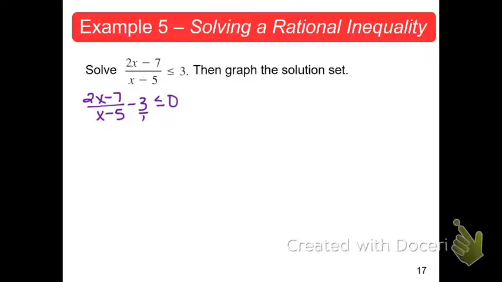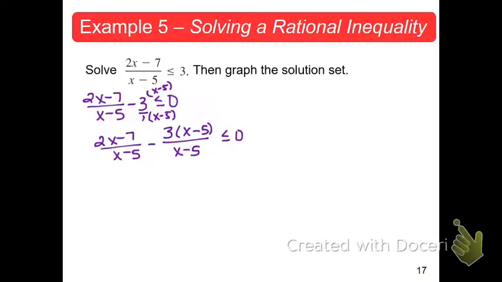And our common denominator here is going to be the x minus 5. So we end up with (2x minus 7) over (x minus 5) minus something over (x minus 5). Well, I had to multiply that 1 by x minus 5, and remember what you do to the bottom, you have to do to the top. So I'm going to multiply this numerator, the 3, also by x minus 5. So I'm just going to write it out on this step here. And it's still less than or equal to 0.